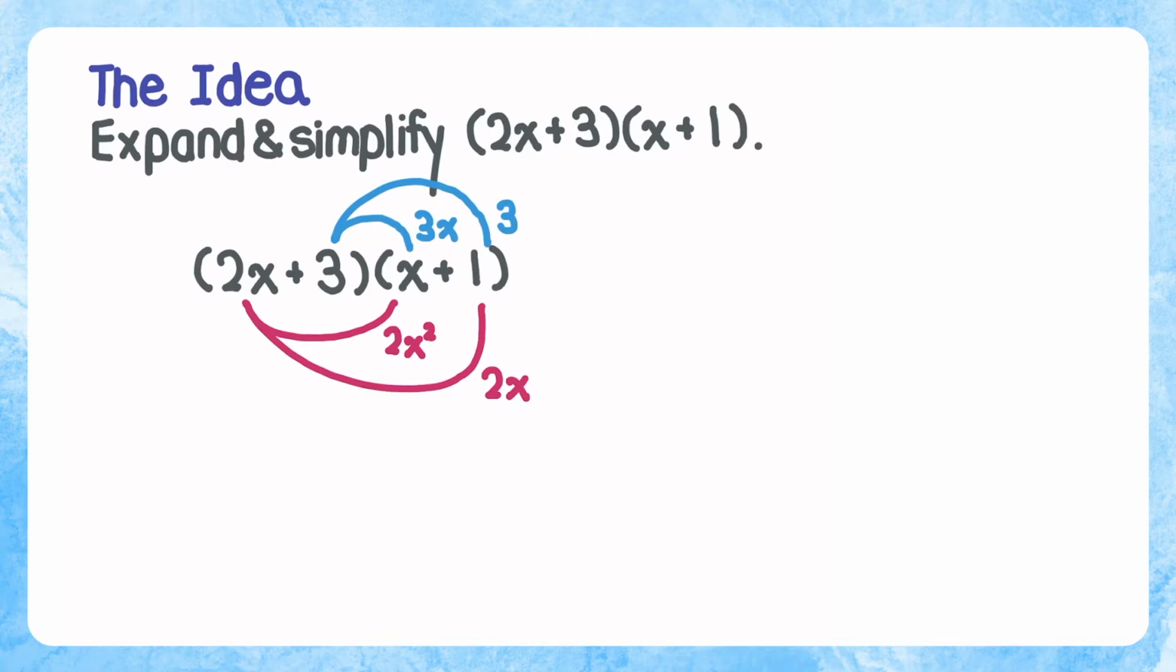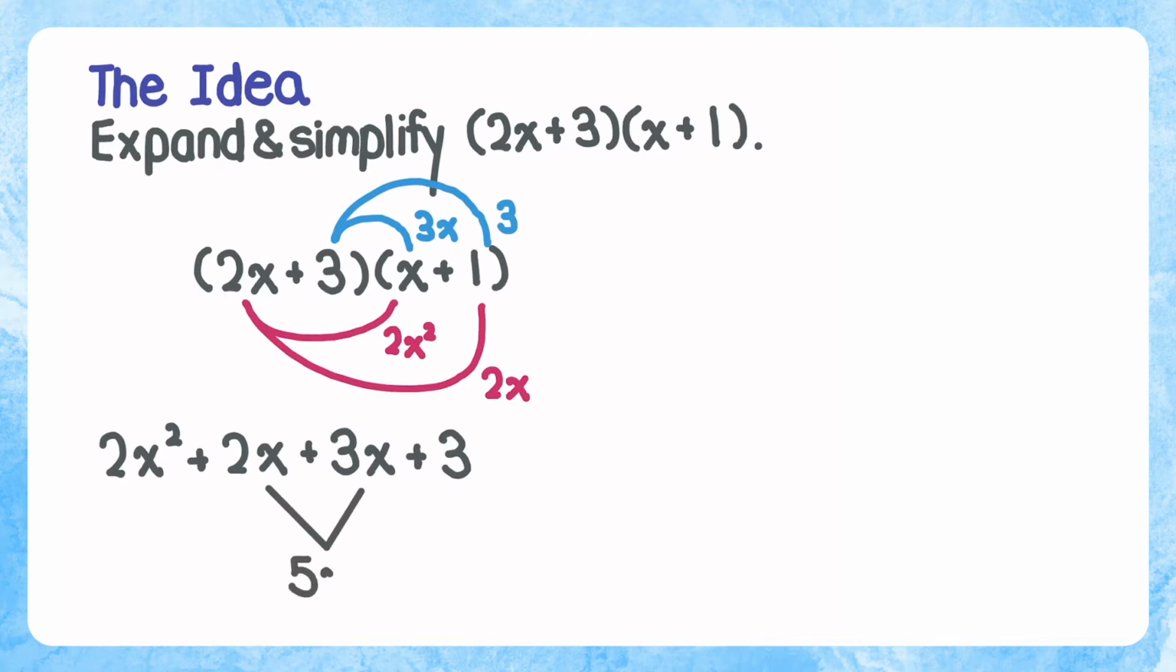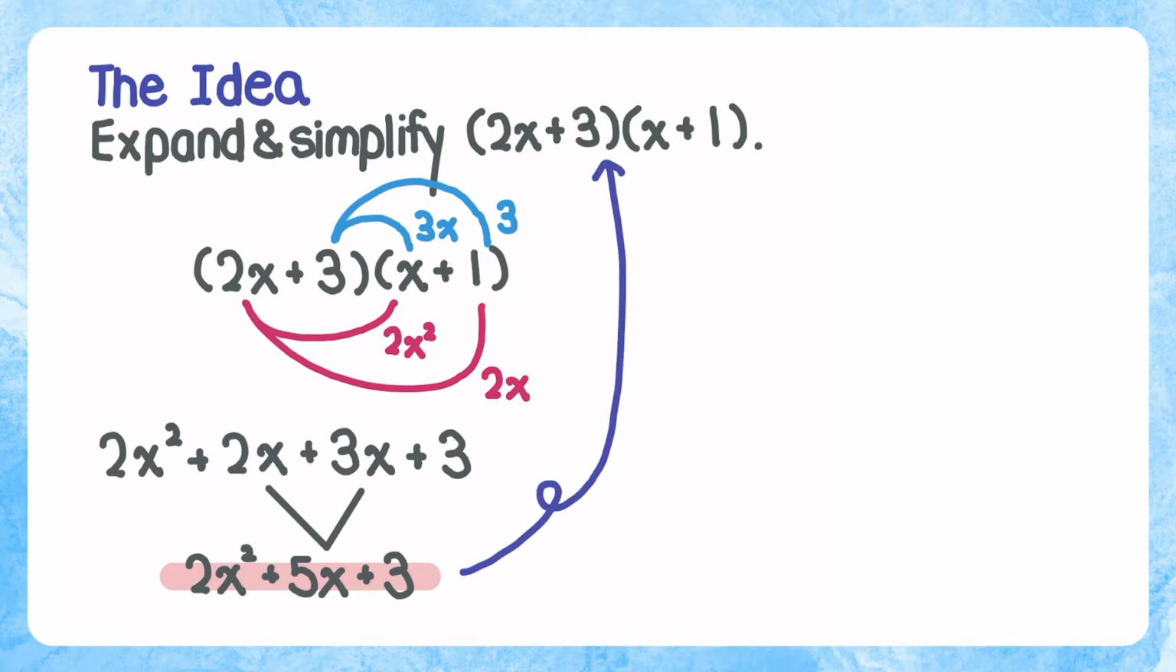And then I'm going to write it out. So 2x squared plus 2x plus 3x plus 3. And notice here I can combine like terms. So 2x plus 3x is 5x. Everything else stays the same, so I have 2x squared plus 5x plus 3. So this is just a quick review of what we did last time. So we expanded and simplified to get 2x squared plus 5x plus 3.